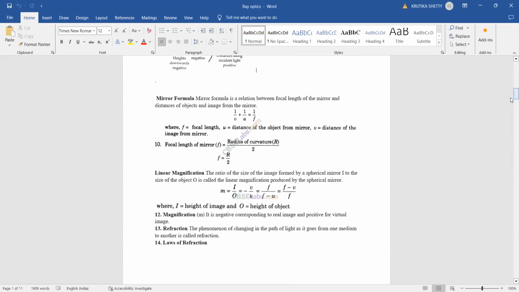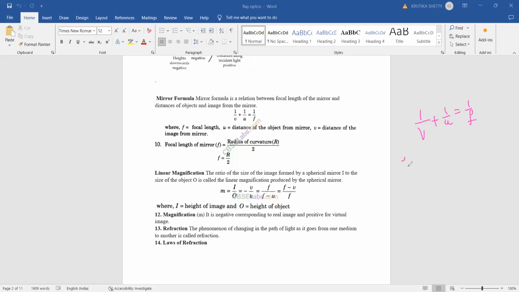So mirror formula. See what is the mirror formula. The mirror formula is nothing but the relation connecting the object distance, image distance and the focal length. The distance from the object to the pole is the object distance, and from the pole to the image is called the image distance. Focal length you already know. The relation between these three connects u, v and f. So u is the object distance, v is the image distance, f is the focal length. It is given as 1 by v plus 1 by u is equal to 1 divided by f.